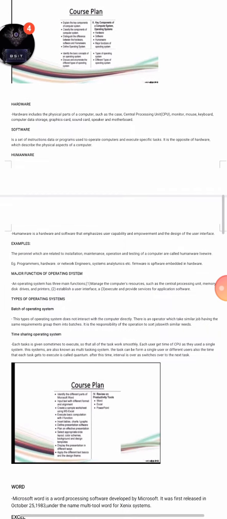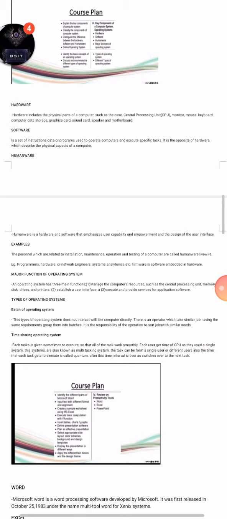Examples: the personnel who are related to installation, maintenance, operation, and testing of a computer are called humanware or liveware. Examples: programmers, hardware or network engineers, systems analysts, etc. Firmware is software embedded in hardware.